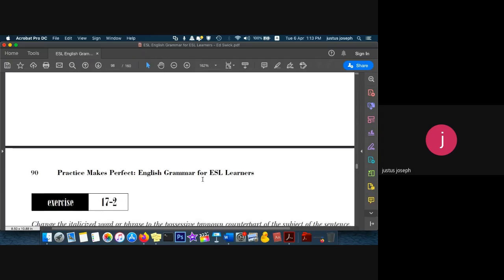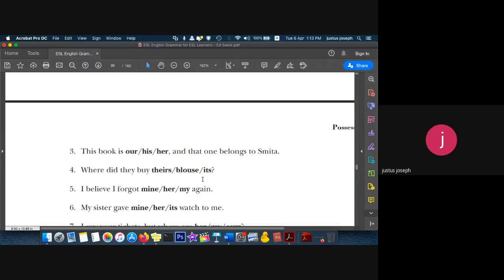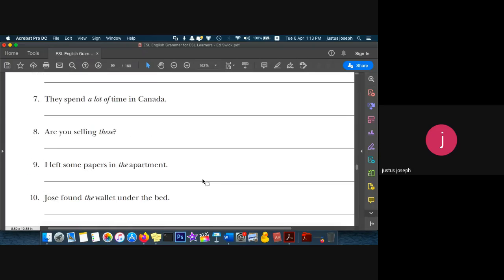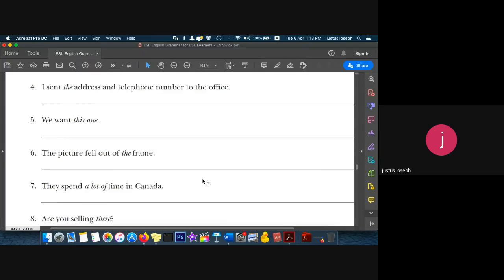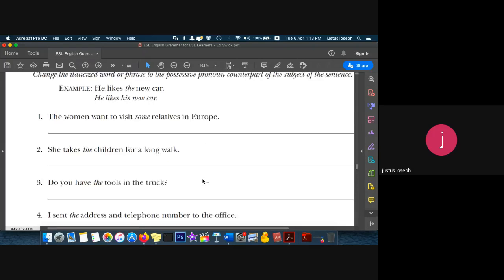Okay, we have one more exercise. How many do we have here? After this come prepositions, which we'll do in the next class. So let's finish these two exercises as well.